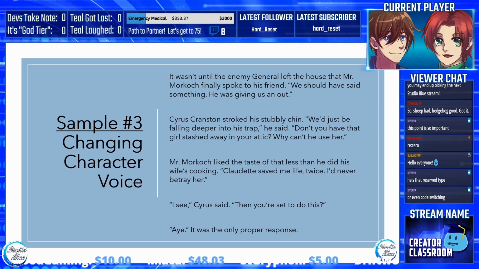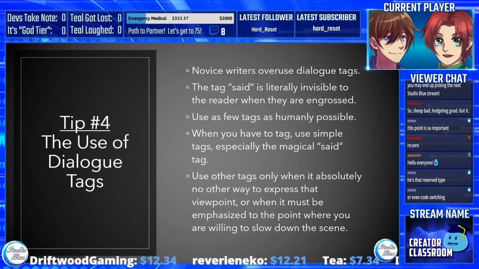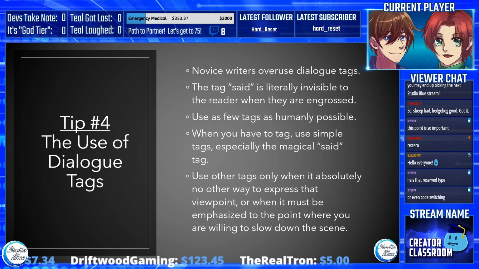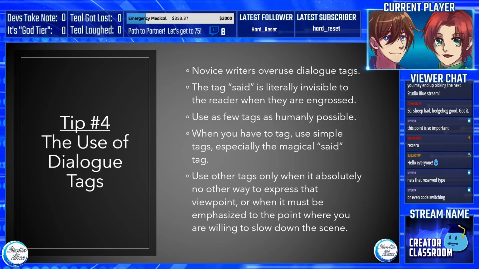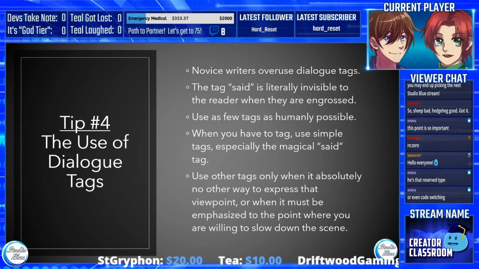Point number 4. The use of dialogue tags. Whew, okay, so a quick sidebar. You can always tell how novice and amateur a writer is based on how they use dialogue tags. You can also tell how far along someone is on their journey to becoming a professional writer, also based on their dialogue tags. It's kind of an unwritten code word. It's just a way that us people who have been doing this for years can say, okay, this person just started. This person's been doing it for a while. Because without fail, almost every single novice writer overuses dialogue tags.